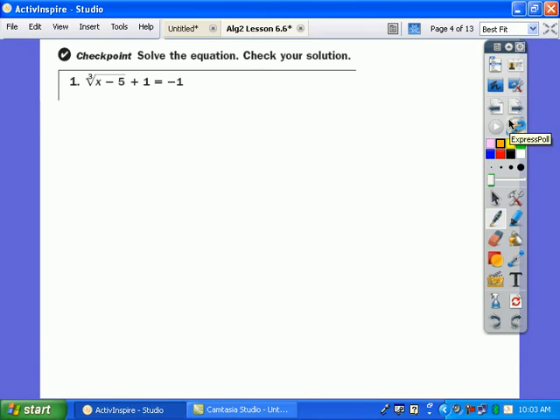The cube root of x minus 5, plus 1 equals negative 1. So when we come back to our procedure, the process says the first thing we need to do is get the radical by itself. We want to get the radical by itself. So to do that, we will subtract 1 on both sides. So this gives us the cube root of x minus 5 equals negative 2.